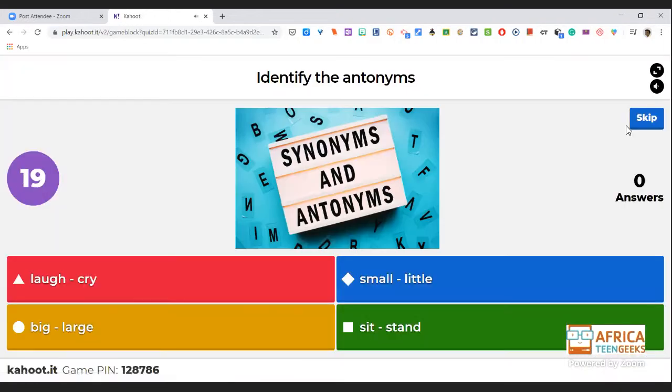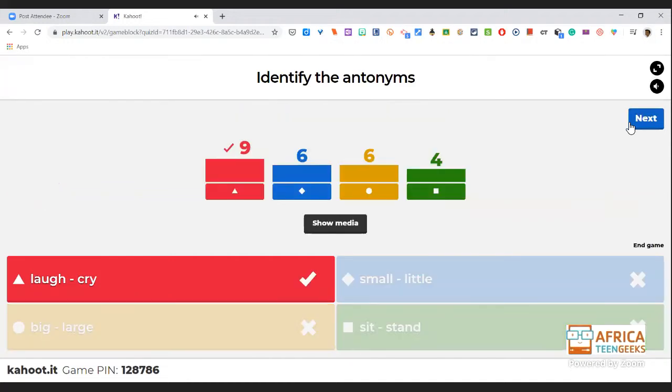Identify the antonyms. Only one answer here. Right, do you remember that an antonym is the opposite? So the opposite of laugh could be cry. Big and large are more likely to be synonyms. Small and little both mean the same thing. And sit, stand. Oh, that's my mistake. That could also be an antonym. I didn't click multi-answer there. Sorry. So those 4 people that got that will get some points, because the second answer always gives you a few points, almost as many as the first answer.